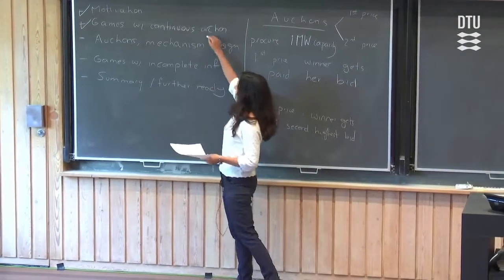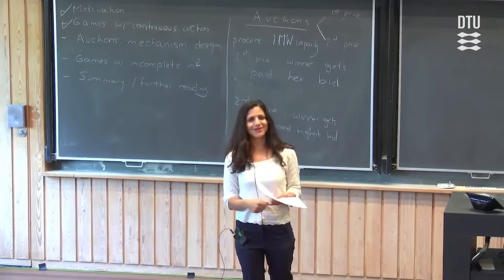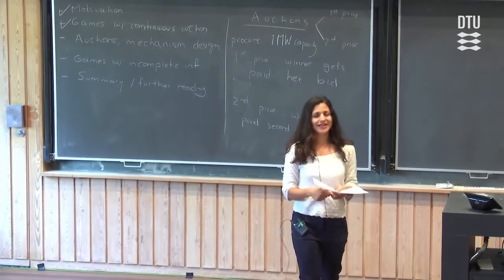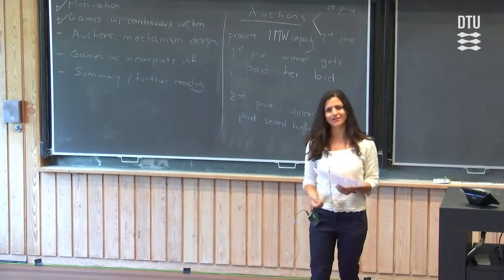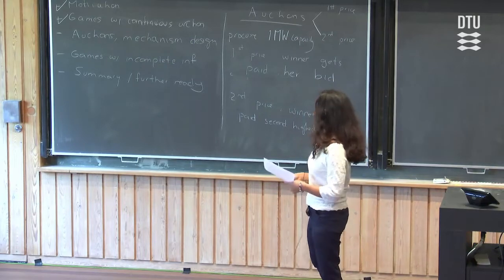And we looked at games with continuous action, and we looked at the Cournot and Bertrand models. We looked at how we characterize their equilibria, under which conditions a Nash equilibrium exists, and one way to compute it by connecting Nash equilibrium problems with variational inequality problems.